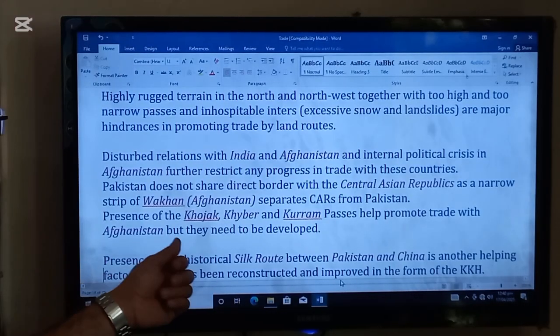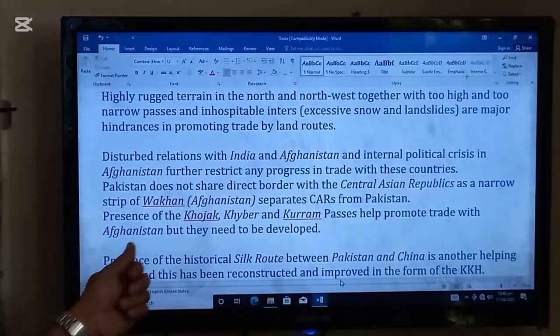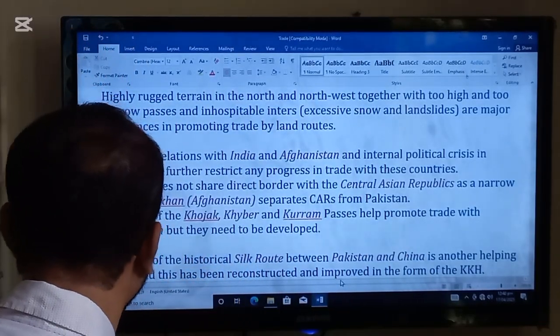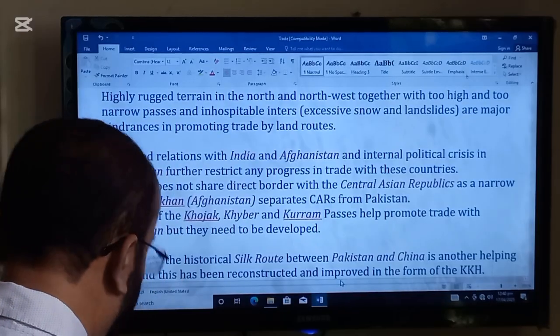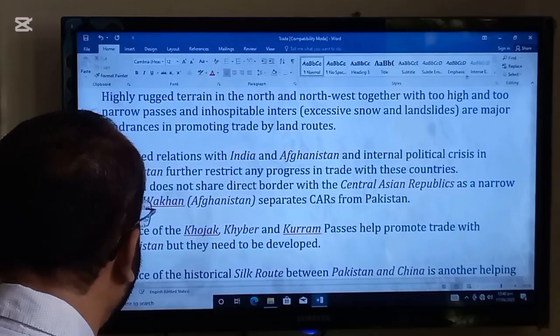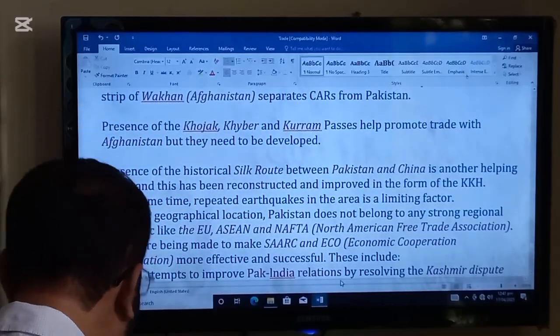Presence of the Khojak, Khyber, Kurram passes help promote trade with Afghanistan, but they need to be developed. So now they are the helping points. We have many connections with Afghanistan, many land routes with Pakistan, but they need to be developed.